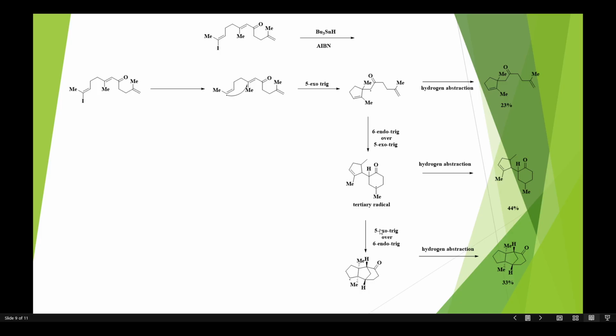But there are some radicals that react with our alkene through cyclization, and after that you will get hydrogen abstraction also, and we'll get the tricyclic compound with the fused ring. Even the fused ring is also possible through radical cyclization. That's why in radical chemistry you will get very different kinds of products.